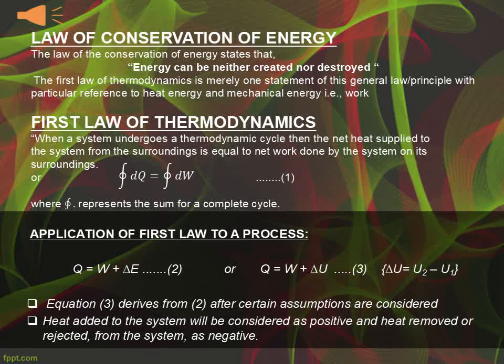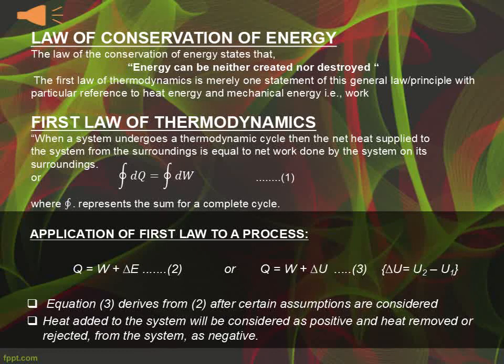First law of thermodynamics. When a system undergoes a thermodynamic cycle, then the net heat supplied to the system from the surroundings is equal to the net work done by the system on its surroundings. Mathematically, it can be represented as equation number 1. Now, the application of first law to a process.